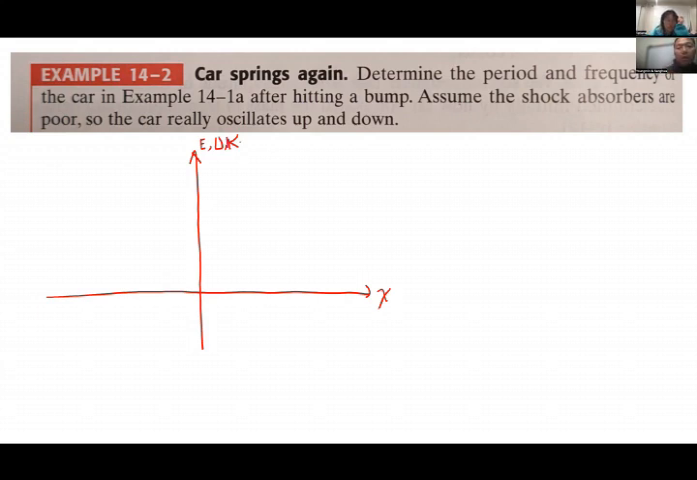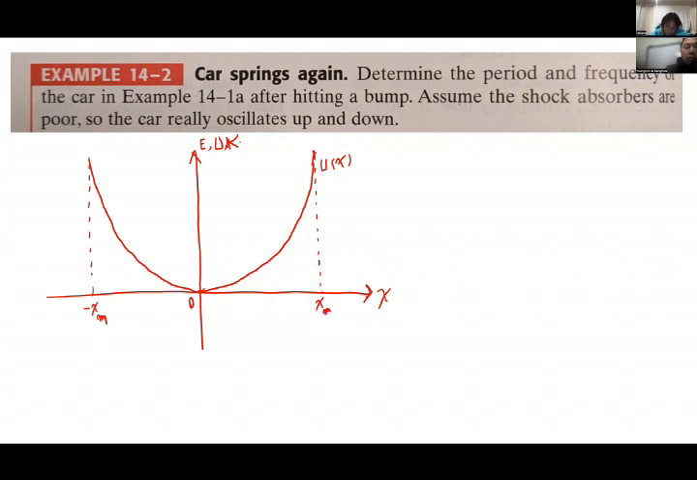Now, when x equals 0, then potential energy is 0 too, right? And you stretch the spring, then potential energy just increases proportional to the hyperbolic shape, like this, right? This is the U(x). And when you reach the maximum point, the potential energy of the system, simple harmonic oscillator, is also maximum value. So that is minus xm. This one is plus xm, maximum amplitude of the object in the spring system.